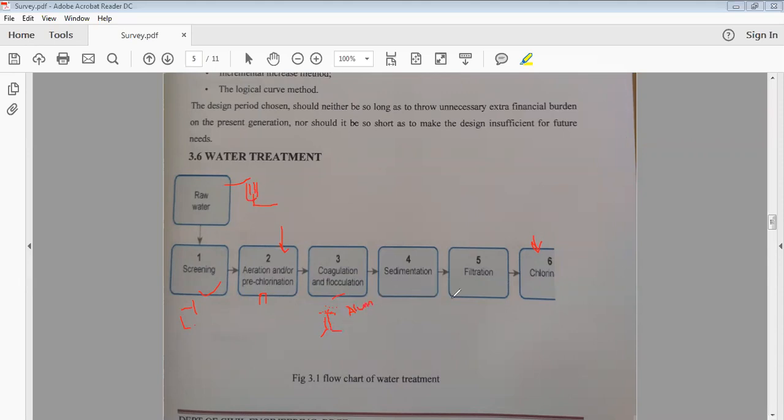Next, sedimentation tank and filtration tank. For both, we have designed length into breadth, right? Here, volume was there, and here we designed in the same fashion, finding the area. So for both, we have designed length and breadth. And this last chlorine tank, same. This tank we design the same way.